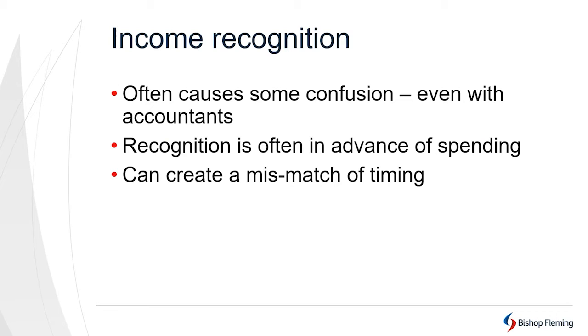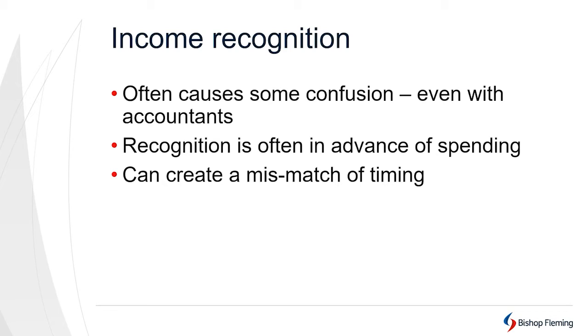So starting on some of the other accounting oddities, I suppose, that we've got in charities, income recognition really is one which causes a lot of confusion with charities. Even some accountants who don't deal with charities on a day-to-day basis can get tripped up with income recognition in charities. Often we are recognising income quite in advance of when the spend is. And it can mean that we recognise income in one year and the spend in the next year. So we can have quite a mismatch in timing of when they are.